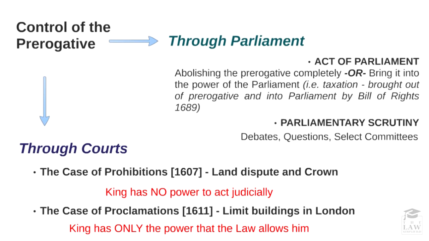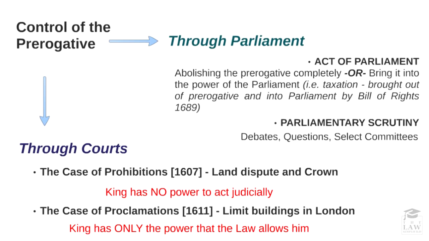Now, we considered earlier that the royal prerogatives are not sanctioned by any acts of Parliament. However, they can be limited or completely removed by Parliament. It can also be done through court as well. So, firstly, in relation to Parliament's control over the prerogative, there can be acts of Parliament which are enacted which abolish a prerogative completely or bring it within the purview and the power of the Parliament. A good example of this historically is the taxation which was brought into Parliament's power through the Bill of Rights in 1689. There is also, of course, parliamentary scrutiny, which happens by way of debates, question time, select committees, and so on.